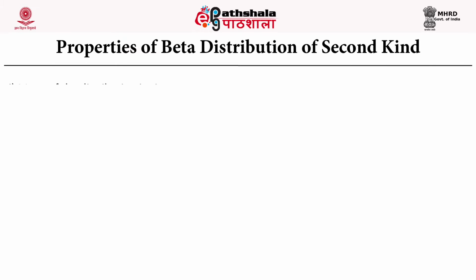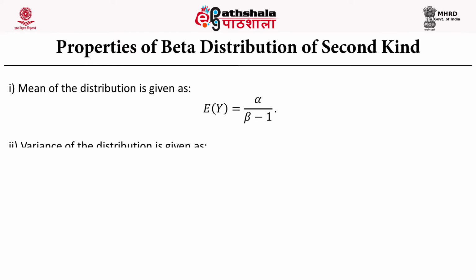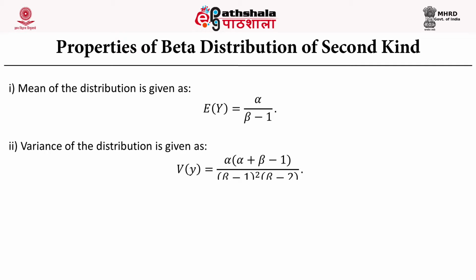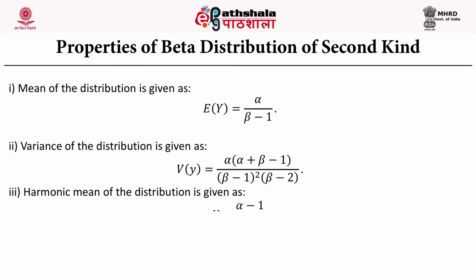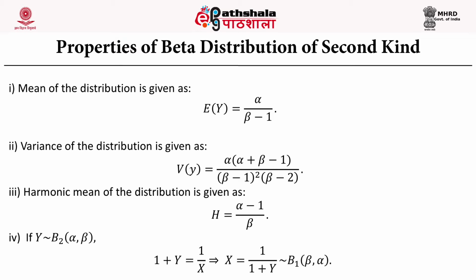Properties of beta distribution of second kind. Mean of the distribution is given as expectation of Y is equal to alpha upon beta minus 1. Variance of the distribution is given as variance of Y, which is equal to alpha into (alpha plus beta minus 1) divided by (beta minus 1)^2 and (beta minus 2). Harmonic mean of the distribution is given as H is equal to (alpha minus 1) upon beta. If Y follows beta distribution of second kind with parameter alpha, beta, then 1 plus Y is equal to 1 upon X, and after solving the expression we get X is equal to 1 upon (1 plus Y), that follows beta distribution of first kind with parameter beta, alpha.